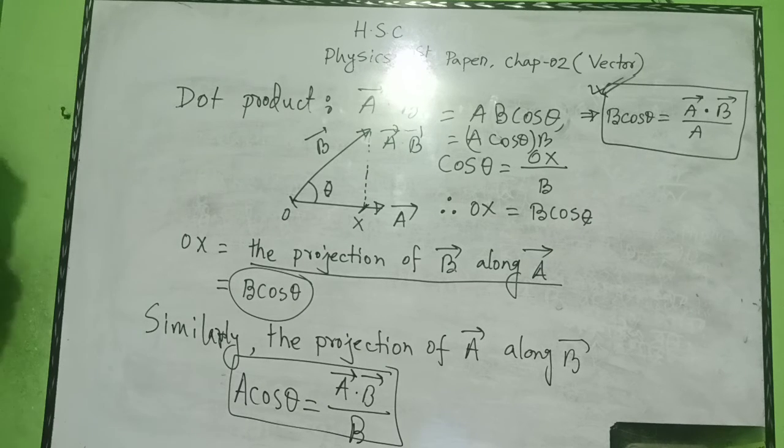Okay, so I have almost covered all the things about the dot product of two vectors. In the next class, I will discuss the cross product of two vectors.